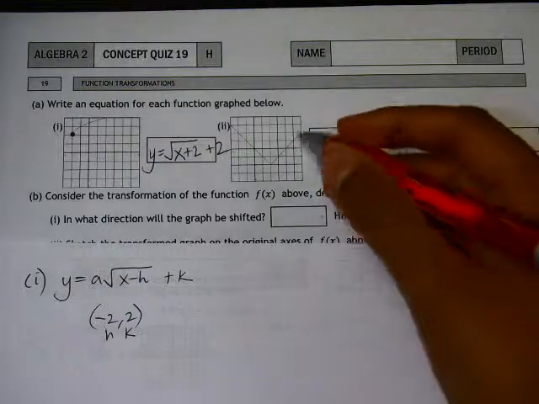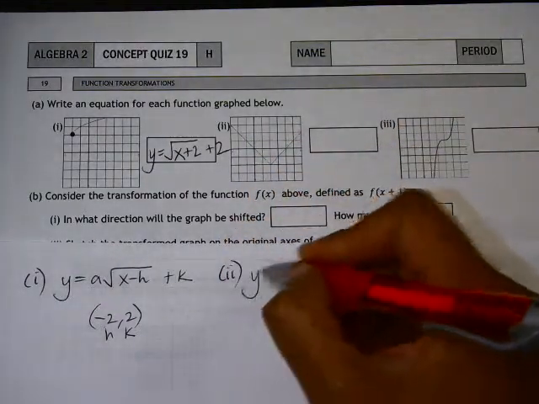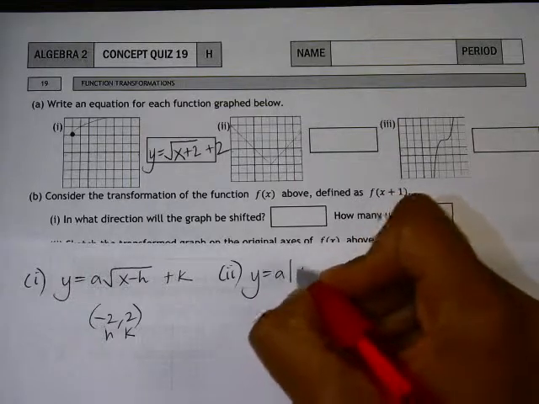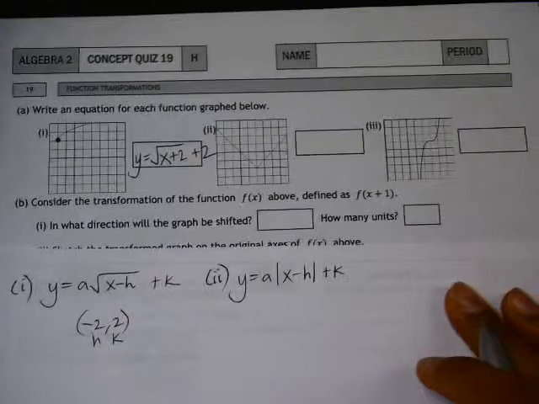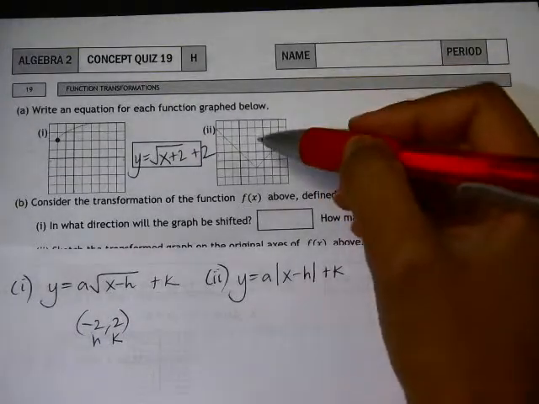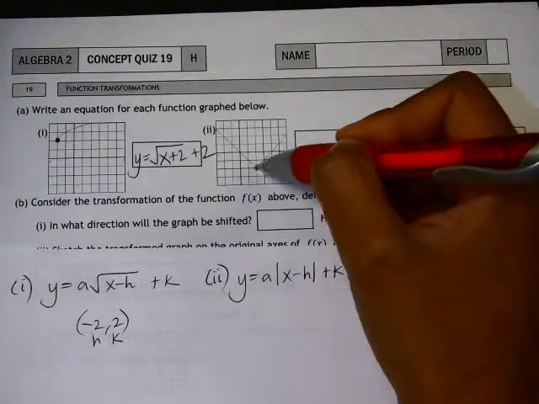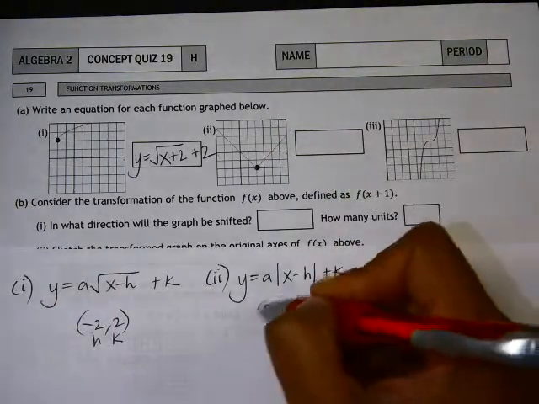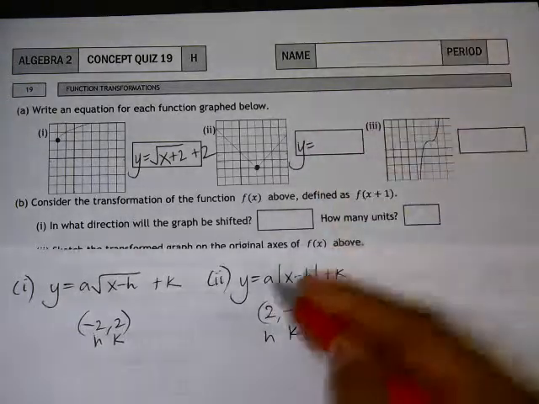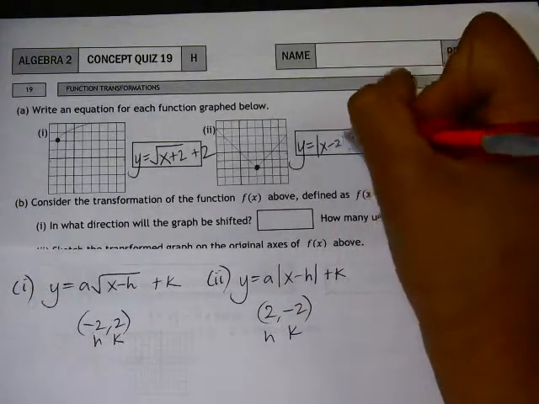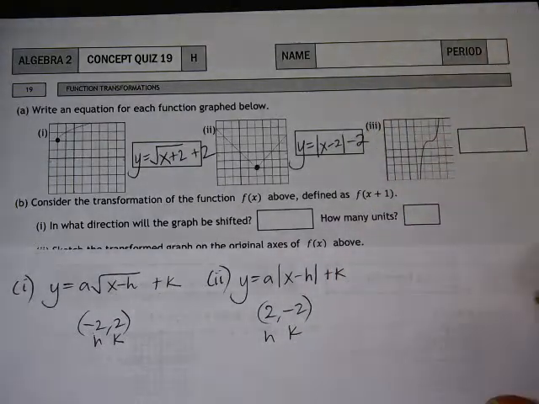On the second one we have an absolute value equation. The format of the equation is a absolute value of x minus h, and then plus k. So in this case we have a locator point at 2, negative 2. And so if we plug that into our absolute value equation, a is going to be 1 again, x minus h, and then plus k is negative 2.